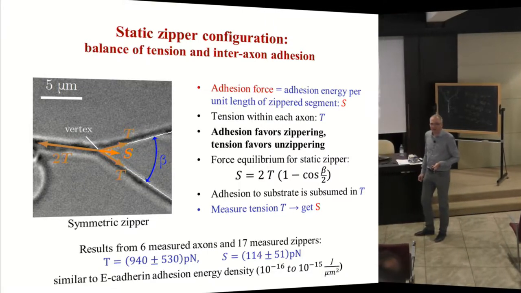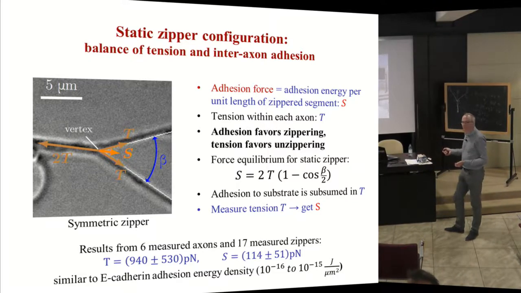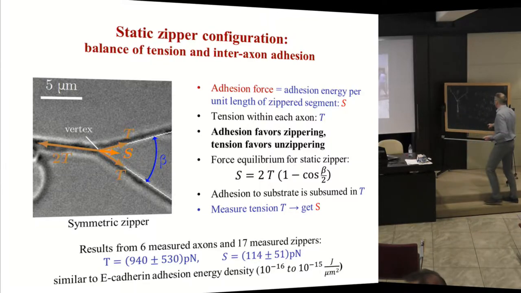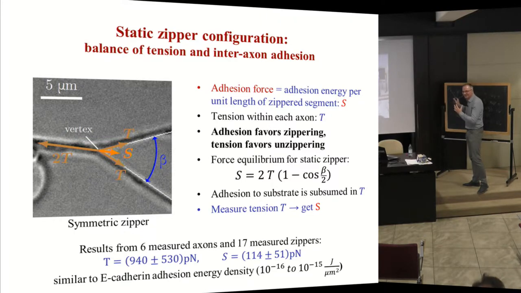This S is Newton per which length? Per unit, per micrometer, or per what is this? No. That's a force. But it depends on the length. No. The energy depends on the length, right? Yeah, the energy I was writing here is proportional to the length. Yeah, but if you want to assign a force to the vertex, you need something with length.